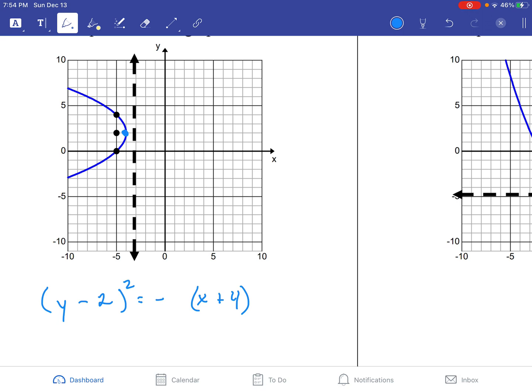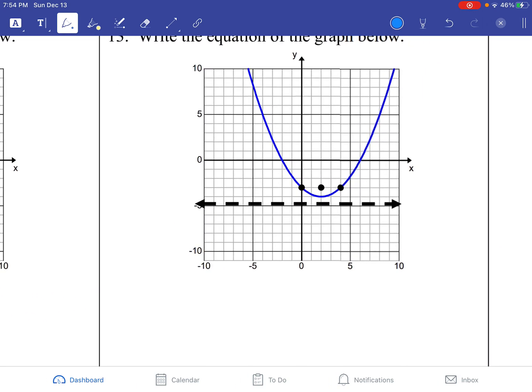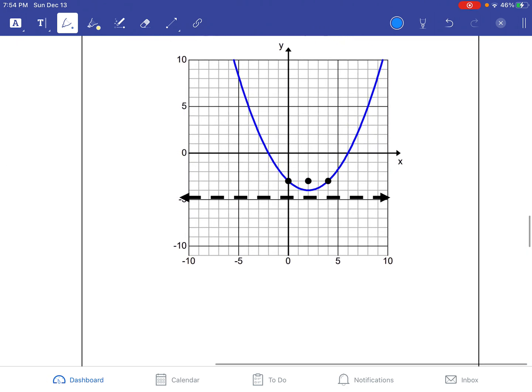My focal distance, for the distance between the vertex and the focal point, is 1. So it's going to be 1 times 4, which is 4. And there's my equation. Again, you don't have to do the whole thing at once. You can do it in pieces, just like I did. All right, moving on. All right, my vertex is going to be right there, which is at 2, -4. Since it's going up, x is going to be in front and squared.